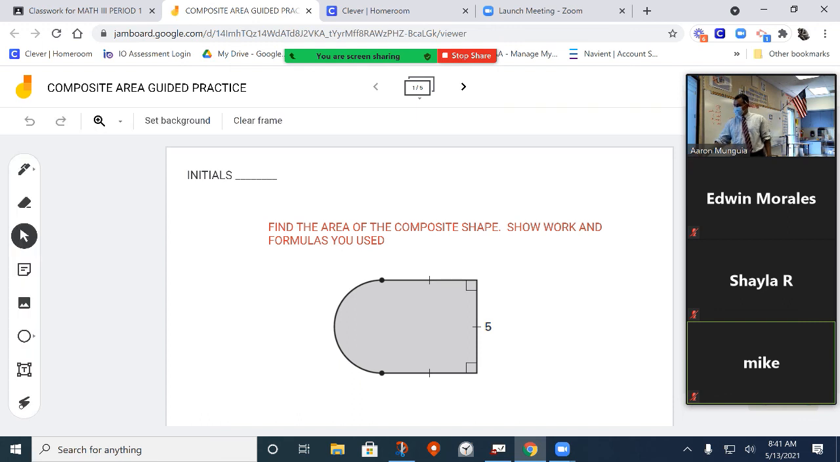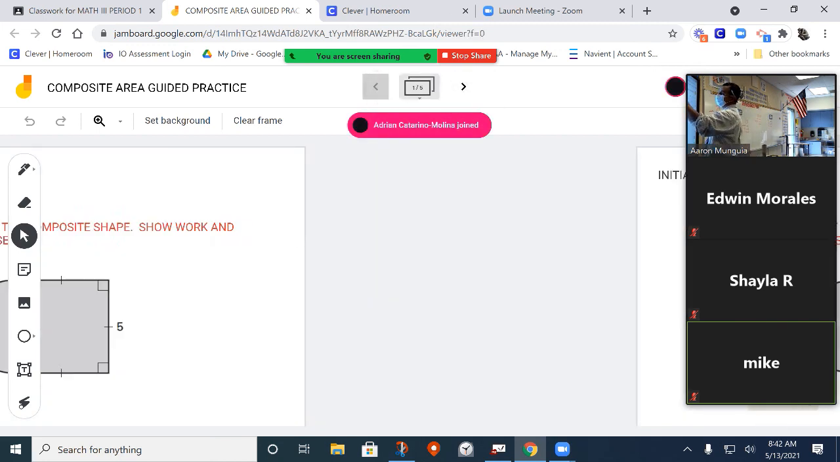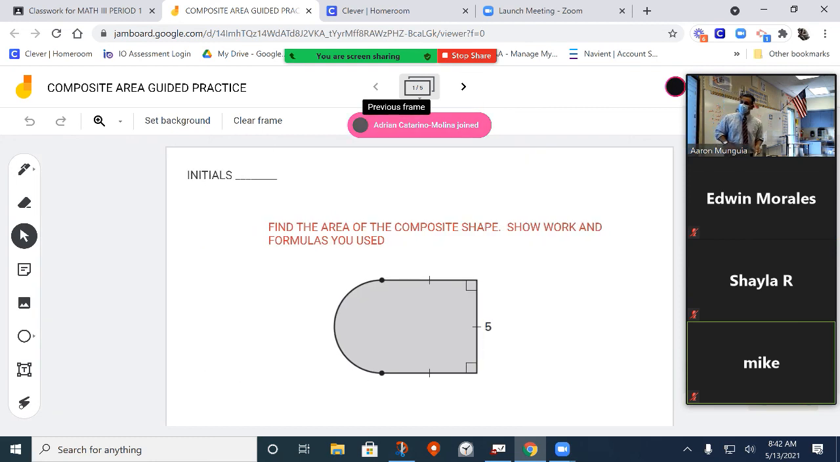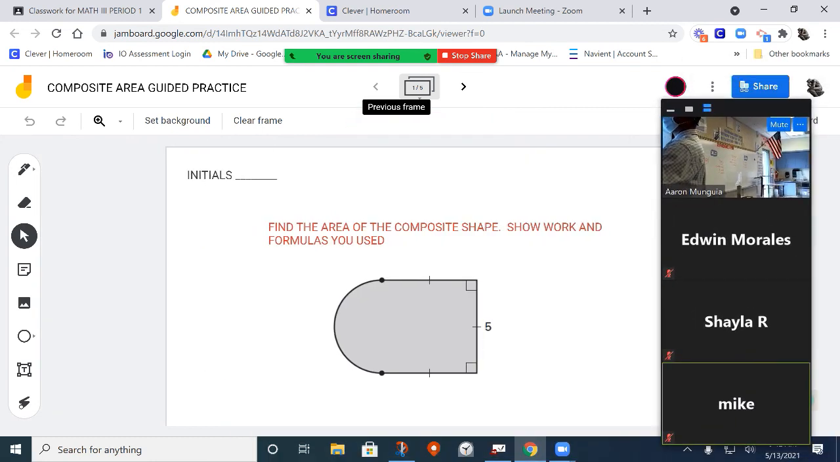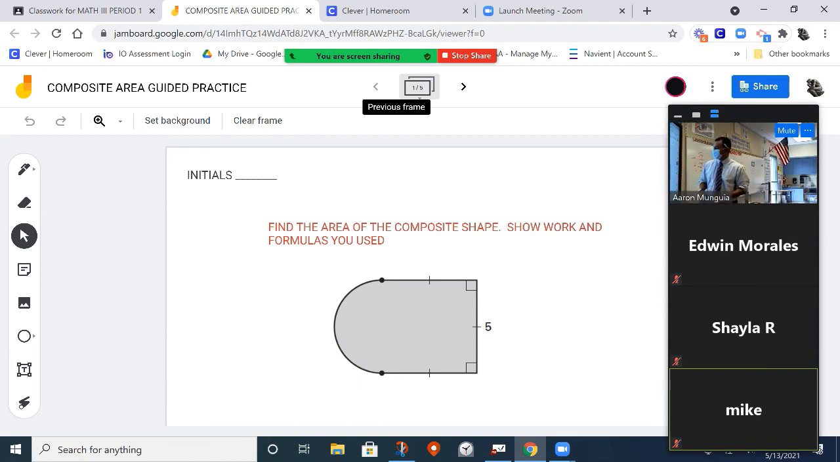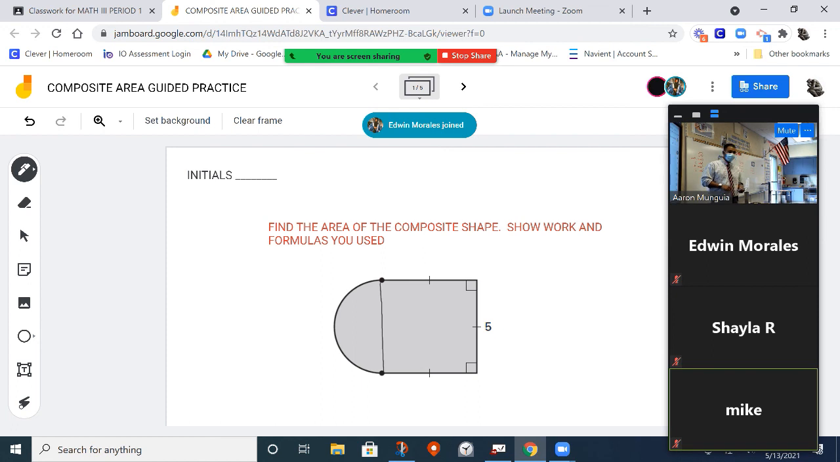Put your initials on the top left and try this one composite shape. Every slide is the same. So Catarino, just join. Wait on the rest of you all. So it says find the area of the composite shape, show work and formulas you used. I'll give you a hint. You got half a circle here. And you got a square. Okay, so find the area of both.